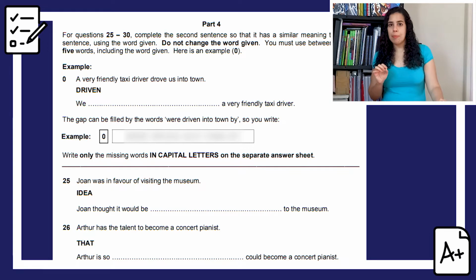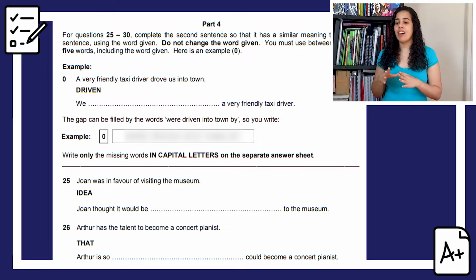Let's start with the example, alright? The sentences and the words provided are: A very friendly taxi driver drove us into town. The word given: driven. We, a very friendly taxi driver.